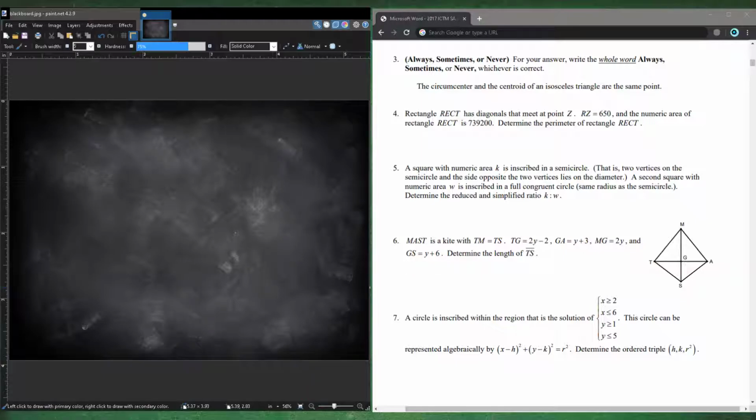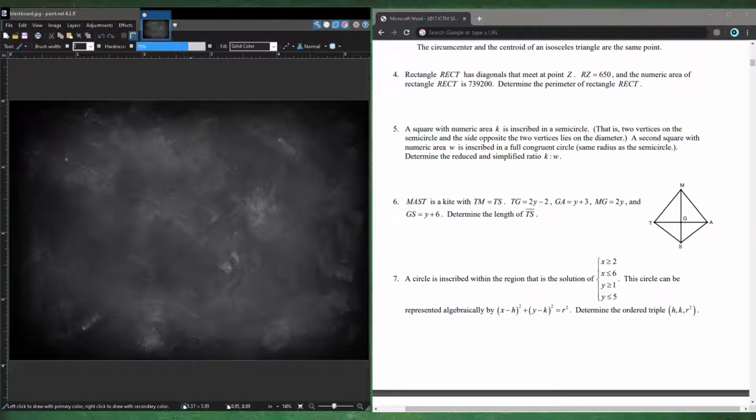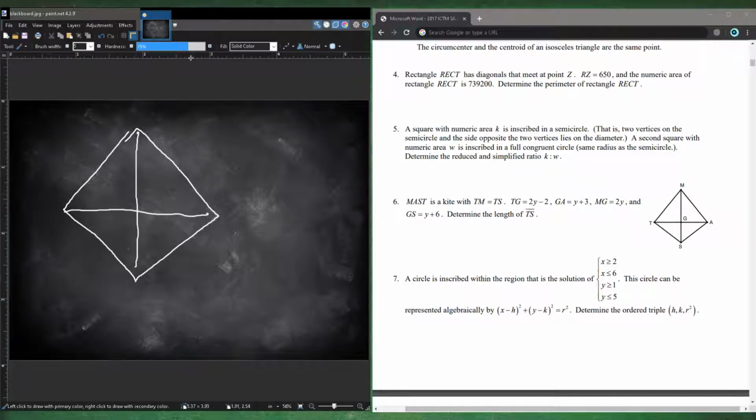Sorry about that. Number 6. MAST is a kite, so let's kind of draw that out. Okay, so something like this. I'm not the best artist in the world. And they said that TM is equal to TS, so these two side lengths are the same. And they say TG is 2y minus 2, and GA is y plus 3, and MG is equal to 2y, and GS is equal to y plus 6.